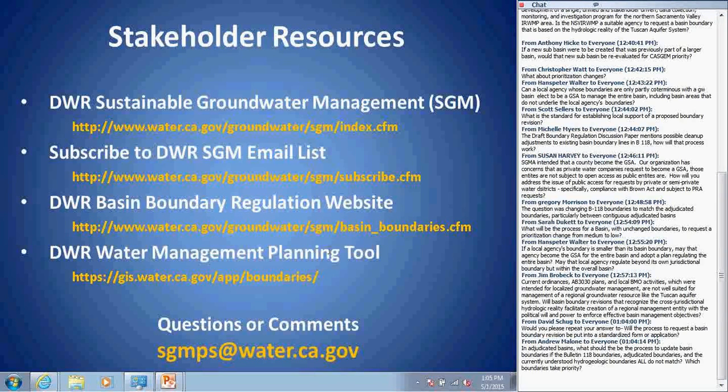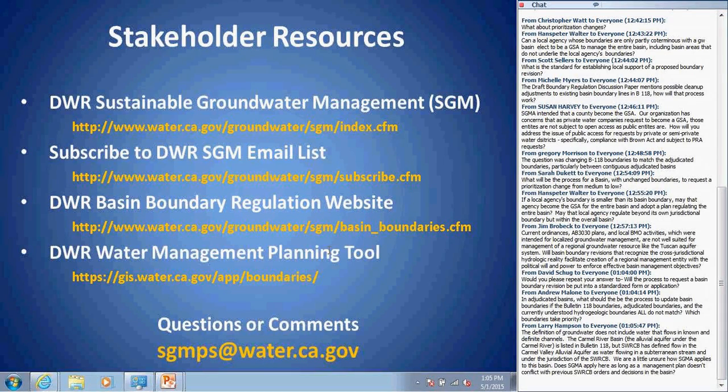And there was clarification to one question. Will the process to request a basin boundary revision be put into a standardized form or application? And the answer to that is yes. So we require that the local agency submit a packet of information or application to the department within a window of time. And so instructions for that, what needs to be in that application, will be in the regulation.